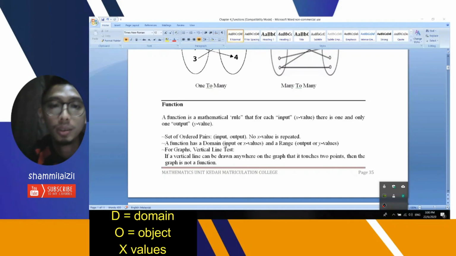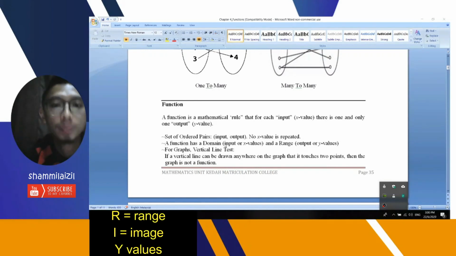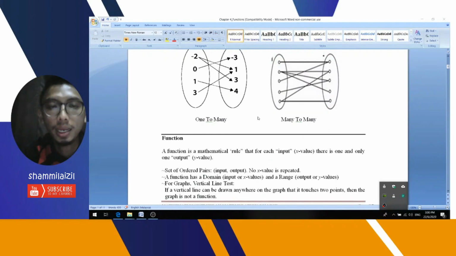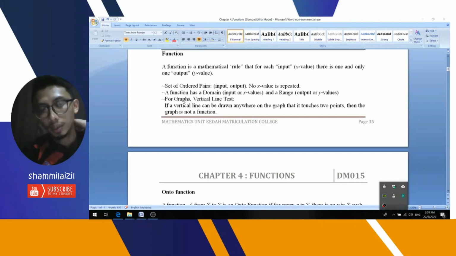D, domain, O, object for X values. The opposite one is for Y: range, image for Y. We can determine a function by looking at the relation just now, and we can also determine a function by using a graphical method, the vertical line test. If a vertical line drawn anywhere on the graph touches 2 points, then the graph is not a function. It's okay, I will clarify this one later in our tutorial.